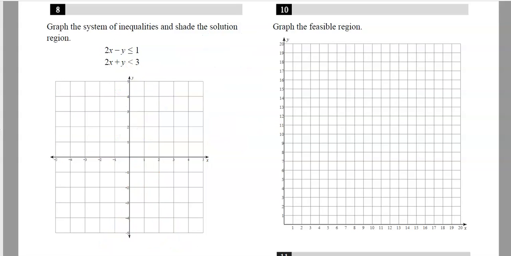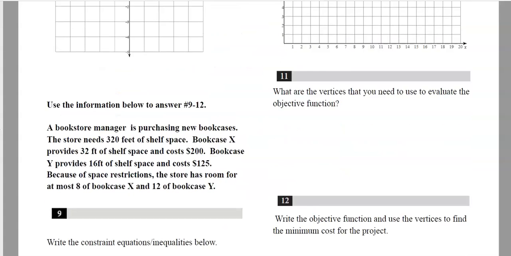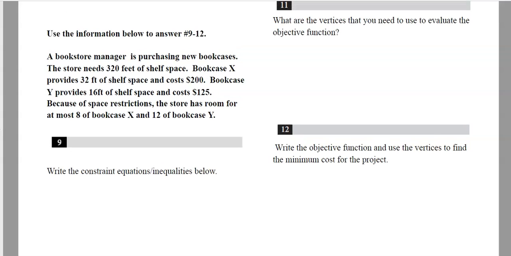All right, moving right along. Number 9. Oh, we got some directions here. Use the information below to answer 9 through 12. And they start talking about bookstores. So this is one of those linear programming problems.